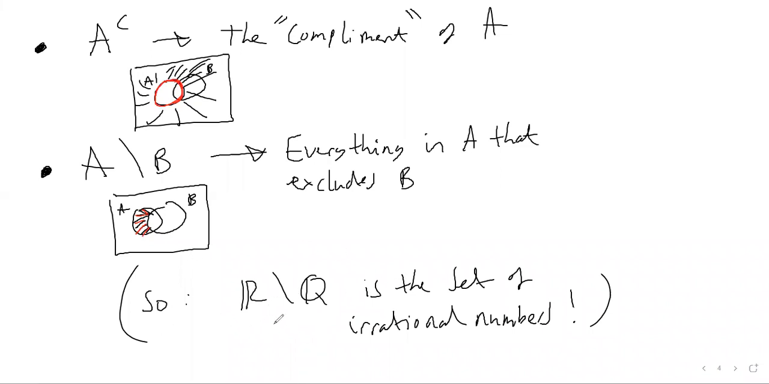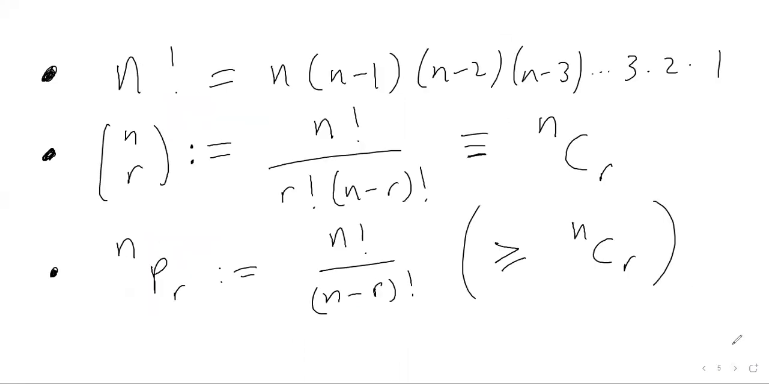So in other words, as I've written down here, the R excluding Q notation just means the set of irrational numbers. So every real number apart from the rationals. So this A\B notation just means all of the numbers in A apart from the numbers in B.